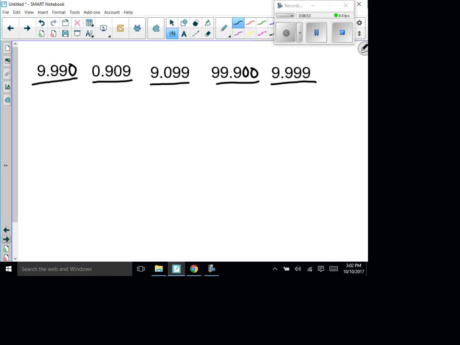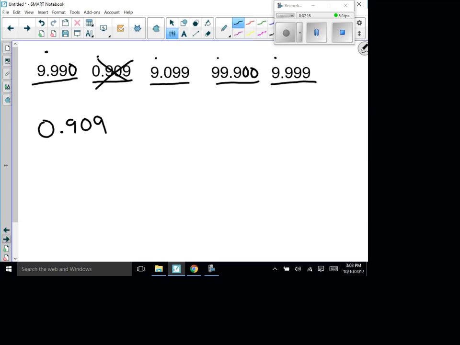Okay, smallest. Let's look at the first number over here. This one starts with a 9. This one starts with a 0. It doesn't even have a whole. This one starts with a 9. This one starts with a 99. And this one starts with a 9. So I know my smallest one started with a 0, and I'm going to go 0.909. Cross it off. There's your smallest one.